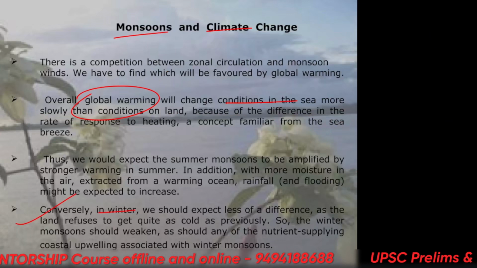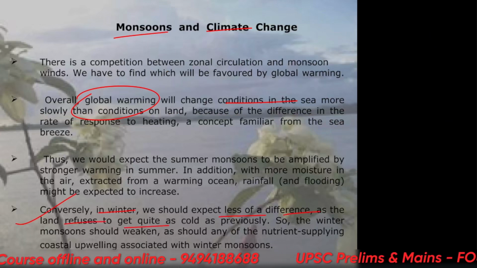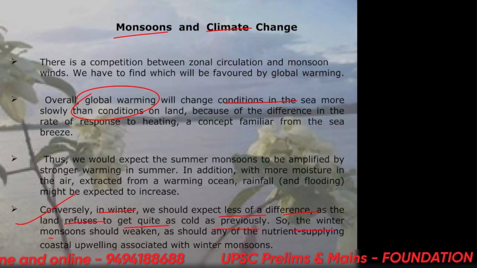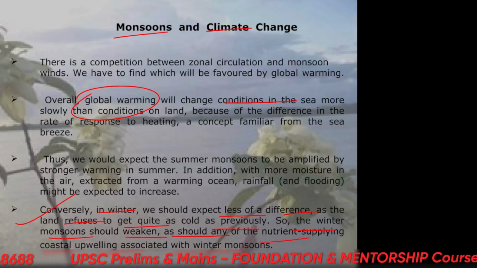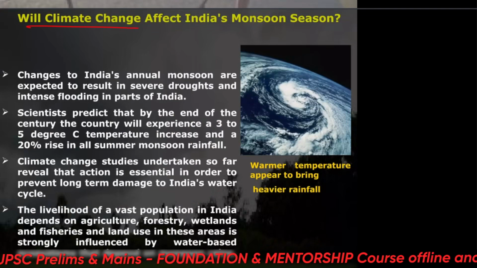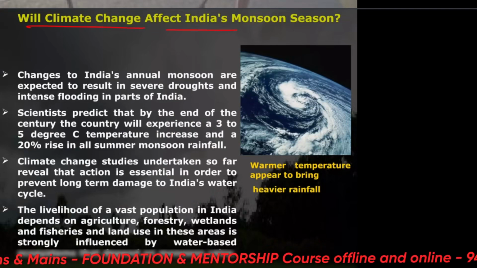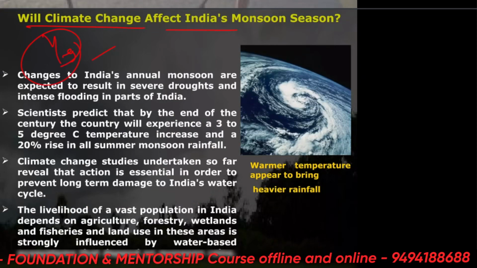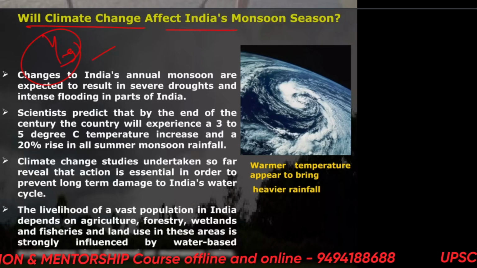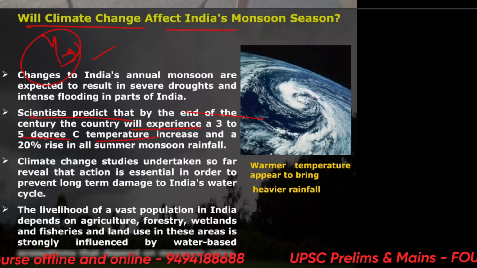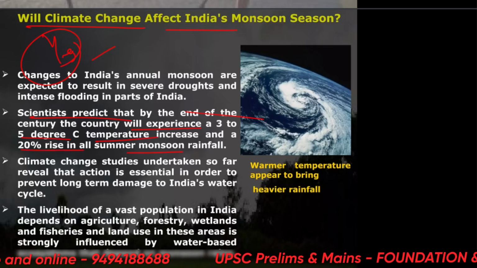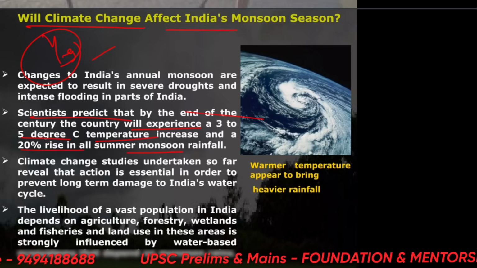Conversely, in winter, we should expect less of a difference as the land refuses to get quite as cold as previously. So the winter monsoon should weaken, as should any of the nutrient-supplying coastal upwelling associated with winter monsoons. So will climate change affect India's monsoon seasons? The answer is yes. Alright. So scientists predict that by the end of the century, the country will experience a 3 to 5 degrees Celsius temperature increase and 20% rise in all summer monsoon rainfall. So this is same as what I have told earlier.